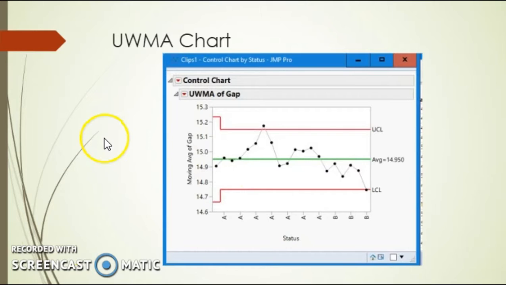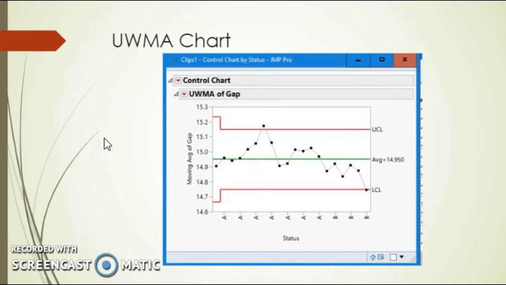So the UWMA chart. What it stands for is the Uniformly Weighted Moving Average. This is a type of control chart that is used to monitor small shifts in the process mean, and it uses the average number of consecutive observations. So this chart we have in particular is plotting the moving average of subgroup means, because we broke it up into subgroups.